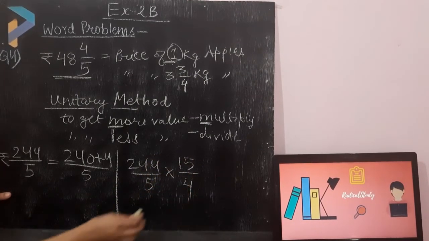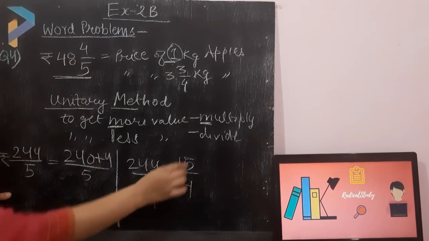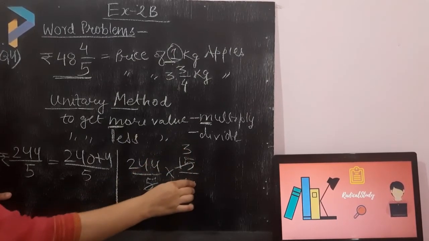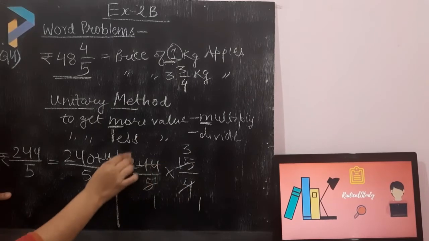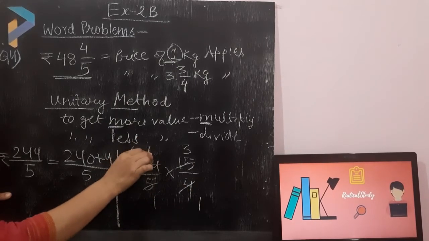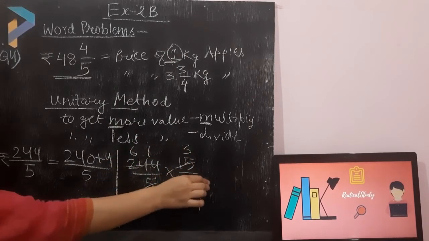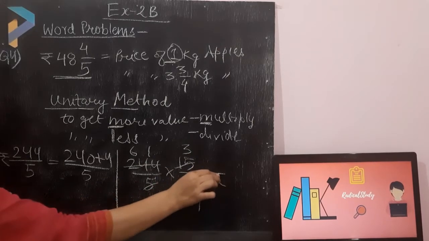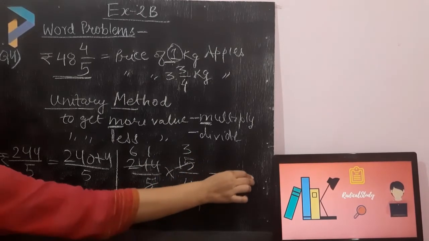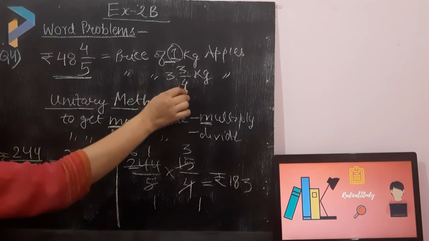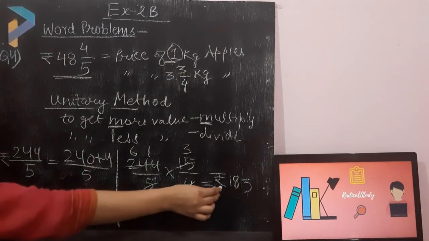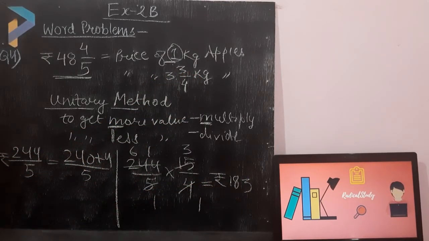Now try to cut, try to simplify it. 5 ones are 5, 3s are, 4 ones are 4, 6 4s are 24, and 4 ones are 4. So 61 3s are 183. So the price of 3 upon 4 kg of apples is rupees 183. Now I am going to explain the next question, which will be question number 7.